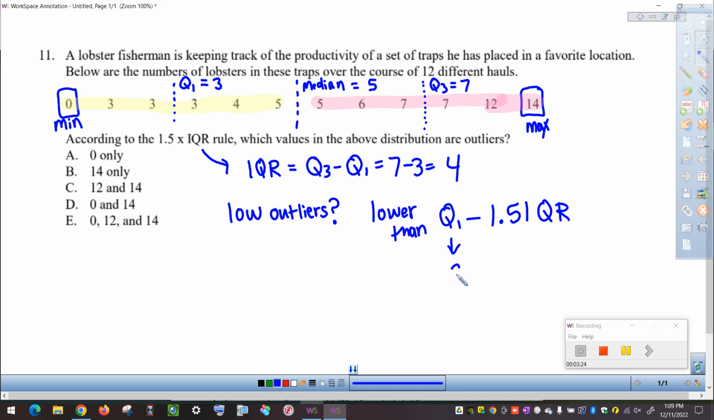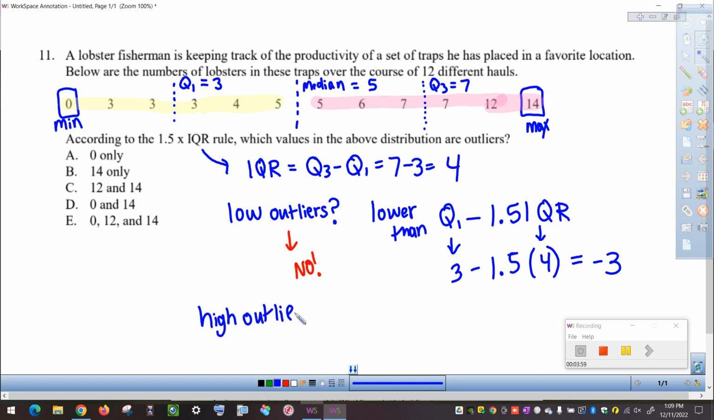So let's just plug the numbers in. Our first quartile is 3, and then we're going to subtract 1.5 times the IQR, and we determined that was 4. Now this is going to go into the negatives. So it doesn't look like we have any low outliers because all of our values are positive, starting with 0. So our lower bound here is -3. It's not possible to have a negative value in this data set. So no low outliers.